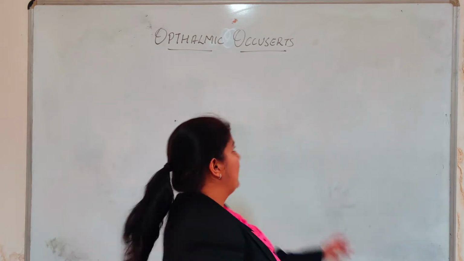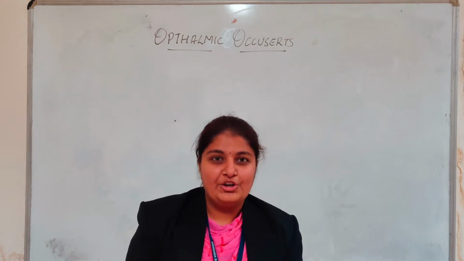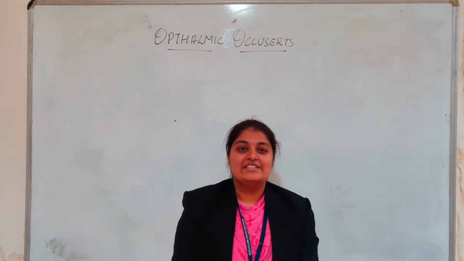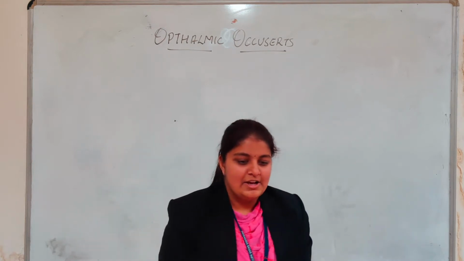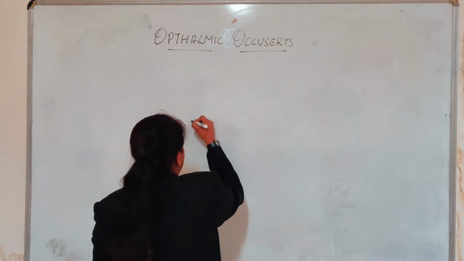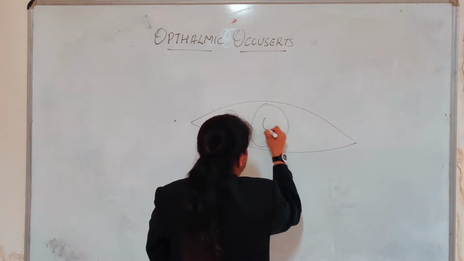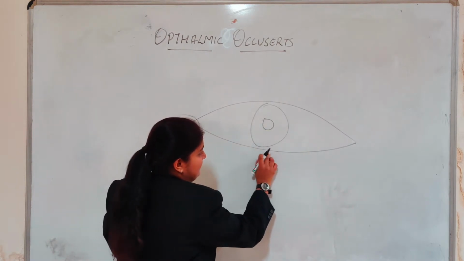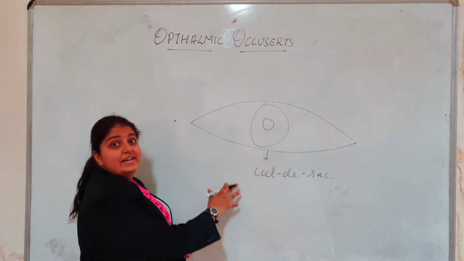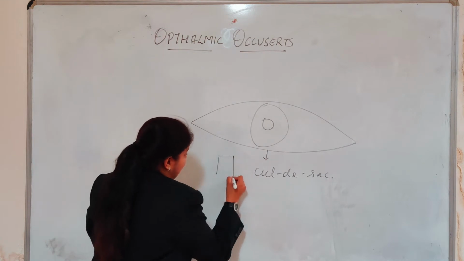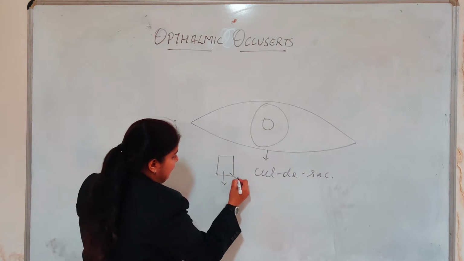So today we will be discussing ophthalmic occuserts. Ophthalmic occuserts are also called ophthalmic ocular inserts, and these are preparations which are instilled into the ophthalmic region. They are placed in the cul-de-sac region. You will be wondering what is the cul-de-sac? If this is the eye, whatever the region is below this layer, we call it the cul-de-sac. So the ophthalmic inserts or occuserts, we place into the cul-de-sac region where the drug is released slowly.